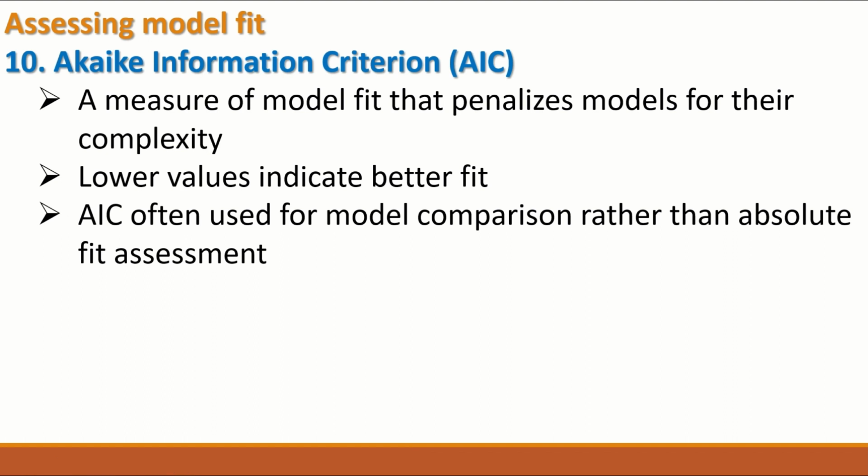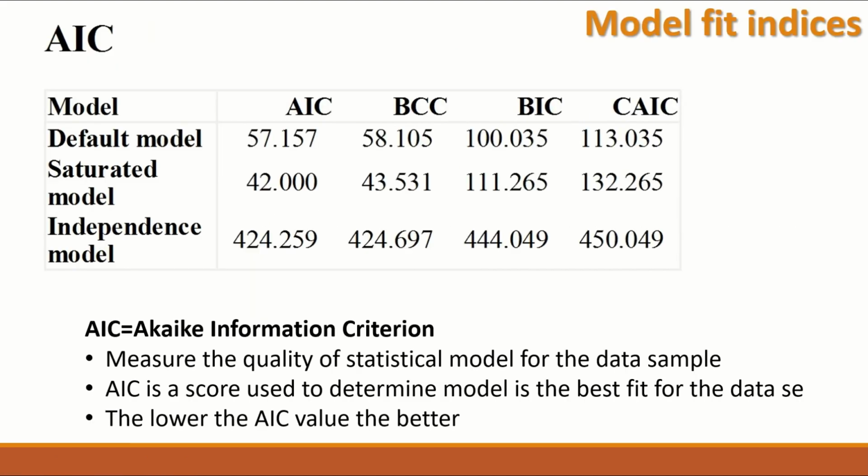index is the Akaike Information Criterion, AIC. It's a measure of the model fit that penalizes models for their complexity. Lower values indicate better fit. So AIC is often used for model comparison rather than absolute fit assessment, as shown here. AIC, PCC, PIC, and CAIC measure the quality of a statistical model of a data sample to determine whether the model is the best fit for the data. The lower the value, the better.